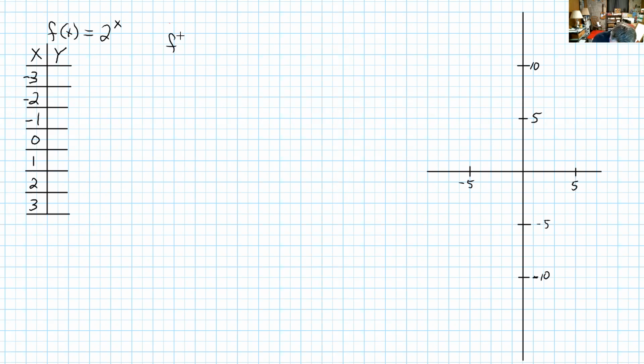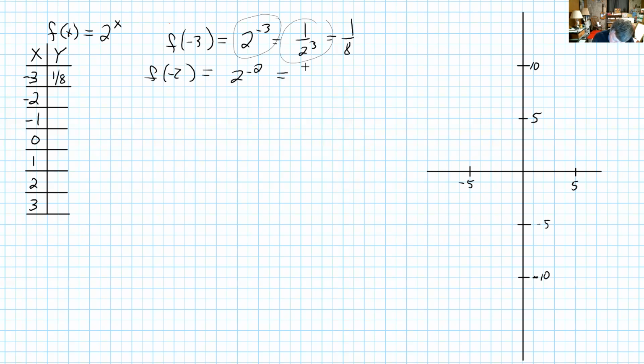So f of -3 would be 2 to the -3 power, which is equal to 1 over 2 cubed, or 1 over 8. Are you okay with that? Remember, a base with a negative exponent is 1 over the base with a positive exponent. Okay. If x is -2, f of -2 equals 2 to the -2 power, which is 1 over 2 squared, or 1/4.